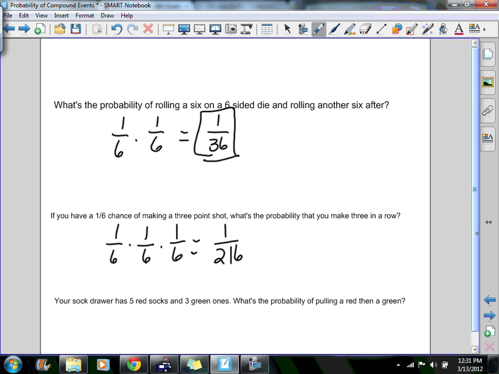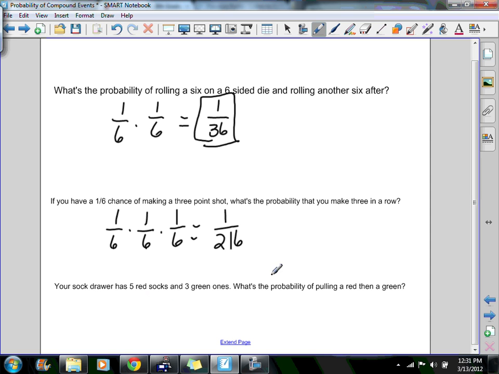And the last one, you have 5 red socks and 3 green ones. Probability of pulling a red is a 5 out of 8, and then pulling a green would be a 3 out of 7 because you wouldn't put the sock back in. So you end up getting 15 out of 56. Which is about 25%-ish, around in that range.